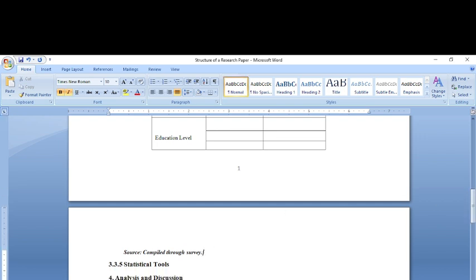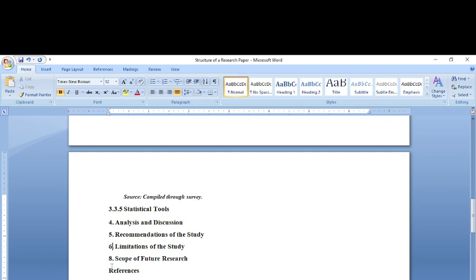After that, we move on to the analysis and discussions, where you'll be analyzing the data that you've collected with the help of statistical techniques, followed by the recommendations, what you found from the study, the limitations of the study, what you were not able to do in the study, and the scope of future research, what you were not able to do in the study but you recommend others to do, because you have to limit the scope of everything. You cannot do everything in research work, so you leave certain stones unturned. So that is the scope of future research.